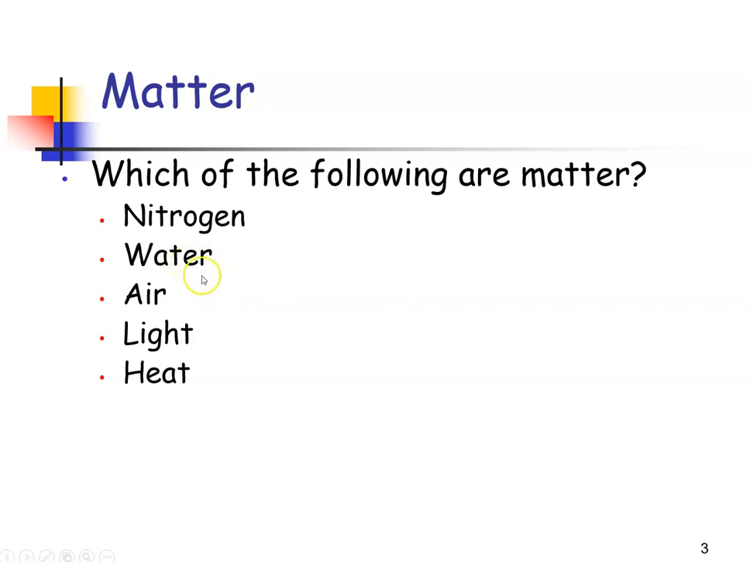Water is also matter. It has mass and it has volume. Light and heat, those two, they're energy. They don't take up space and they don't have mass.